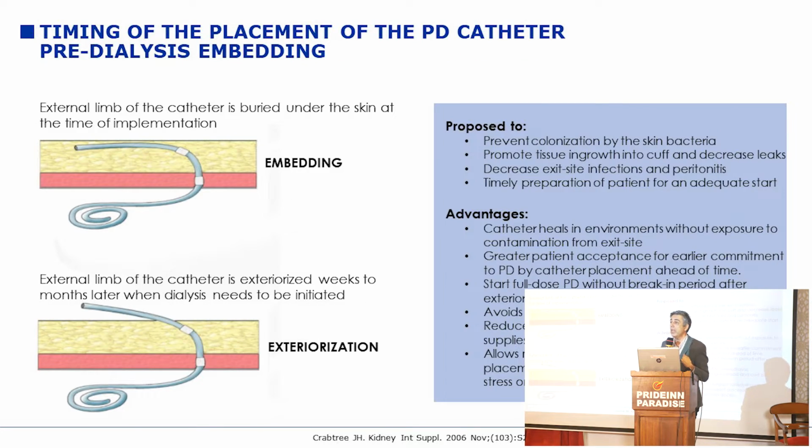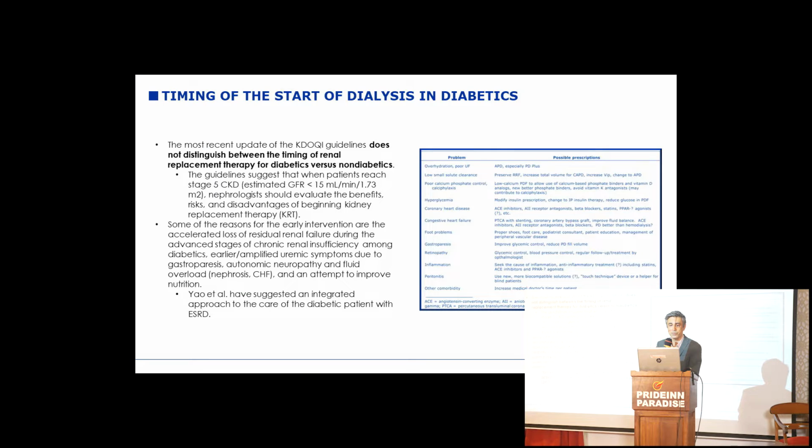Another thing is that you can embed the catheter and wait for some time. This is proposed to prevent colonization by skin bacteria and promote tissue growth. Then when you want to do PD, you exteriorize the catheter and use it. So this is again to decrease exit site infections and peritonitis. This is applied by some centers, so if you want to consider it for starting PD, this is another approach.